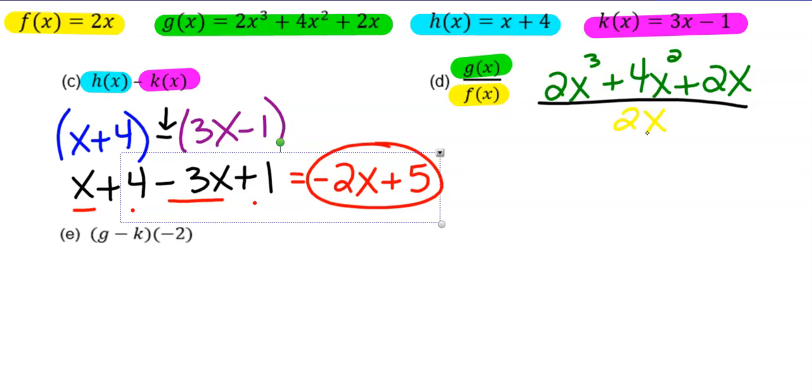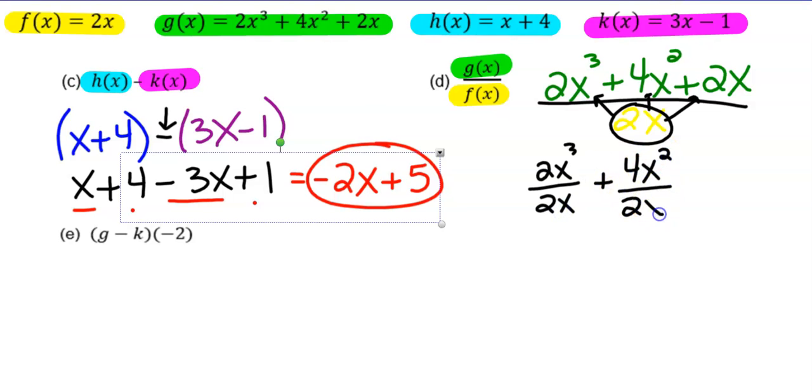And when you have a single monomial in the denominator's position, you can simply take the monomial and divide it into all the terms of the polynomial. Now you don't have to do this, but if you want to, you can split it up like this by showing the division of each term. You can skip over this step and go right to the answer.